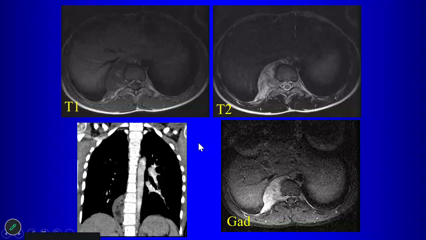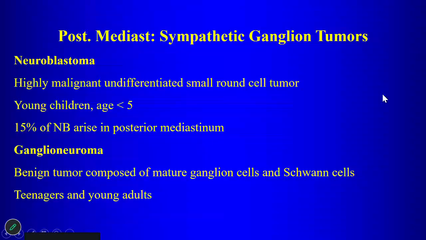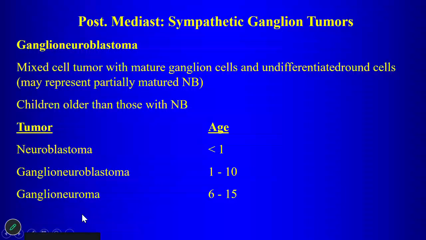Okay, so you think of ganglion series of tumors, right? Sympathetic ganglion tumors. In very young children, you would think of neuroblastoma. In younger patients, or patients older than young children, ganglioneuroma. Okay, so these arise from ganglion cells. The long axis tends to be parallel to the spine as opposed to neurofibromas, which tend to be round.